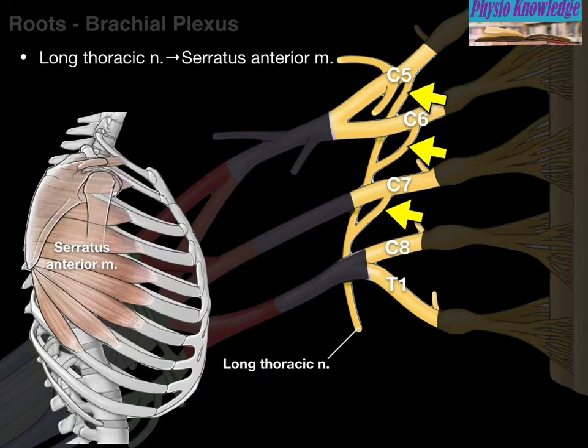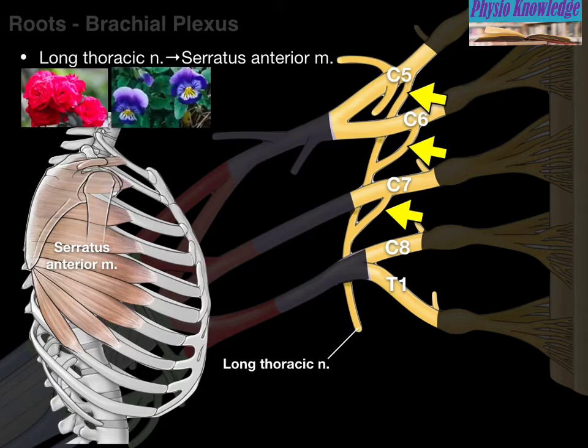I have a hand surgeon colleague who told me that this is how he remembers it. Roses are red and violets are blue, and the serratus anterior is innervated by the long thoracic nerve. Thought that was very funny. It made me laugh. It's like anatomy laugh. Not so much Ellen DeGeneres funny, but like anatomy funny.